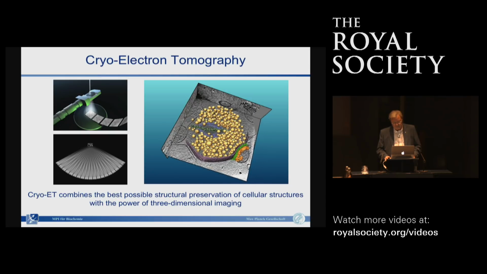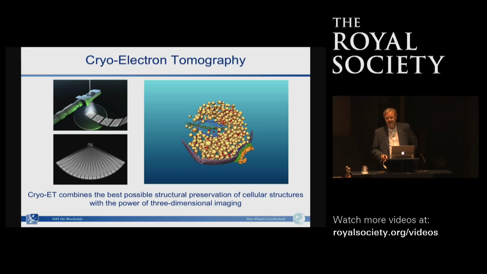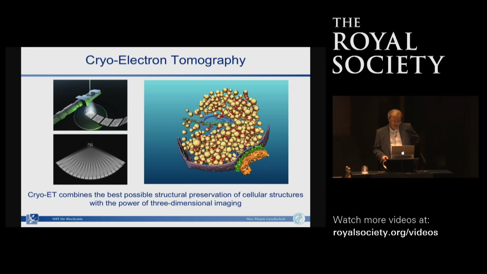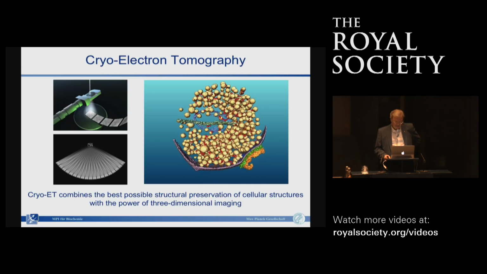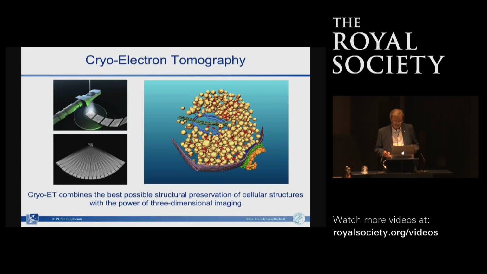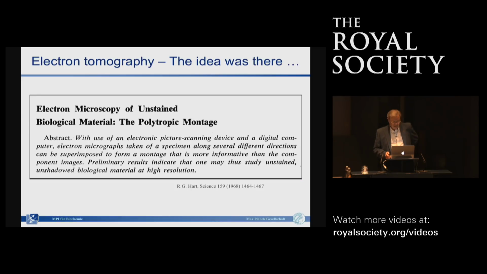Now, I think it may be sufficient to say that cryo-electron tomography combines the power of high-resolution 3D imaging with the best structural preservation that is physically possible to achieve. The only preparation step is rapid freezing, such that the structures, the cells, become embedded in a thin layer of amorphous ice. Now, the idea to do something like electron tomography of unstained biological material is not new.